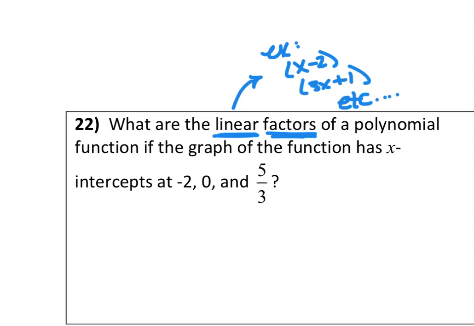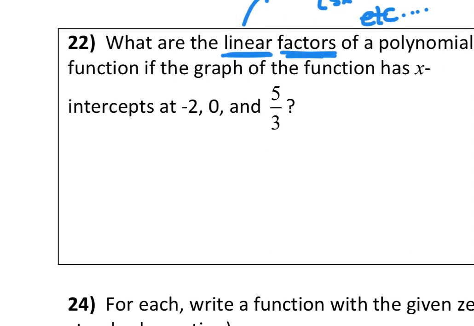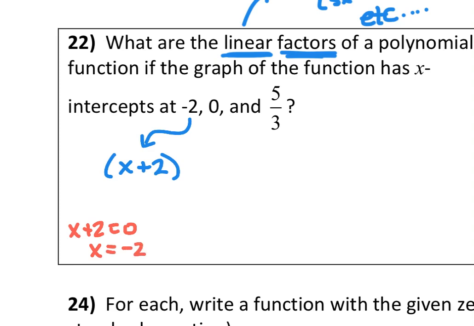And so in this case, you want to say that the linear factor here is x plus 2. Remember, it's always the opposite sign. And your thinking here is because x plus 2 equals 0 gives me x equals negative 2. That's where the negative comes in. And so x plus 2, and then it's just x when the solution is 0, or x-intercept is 0.